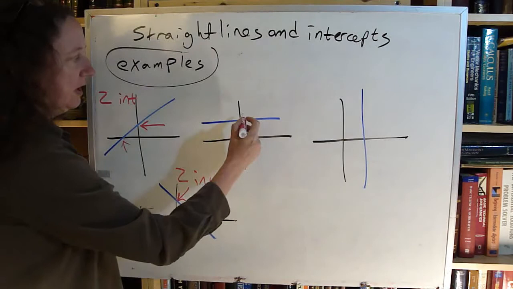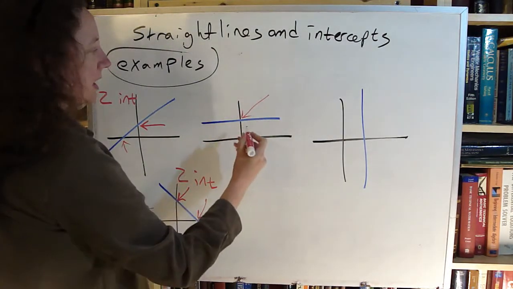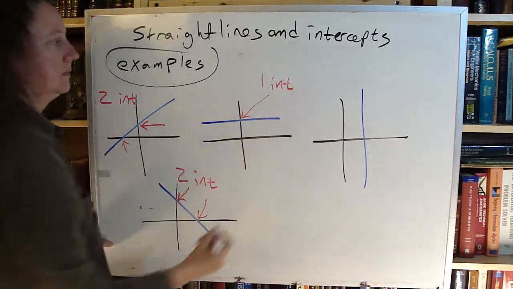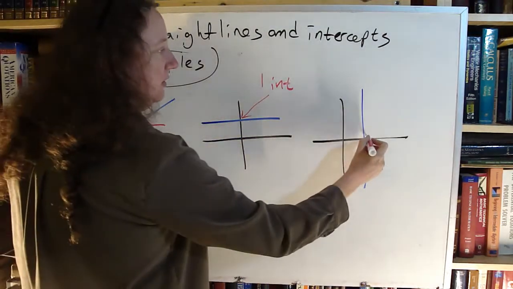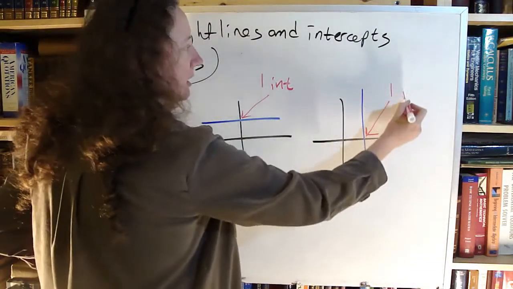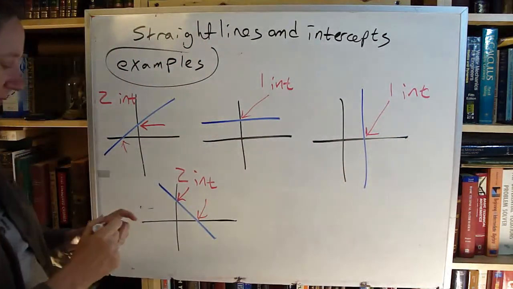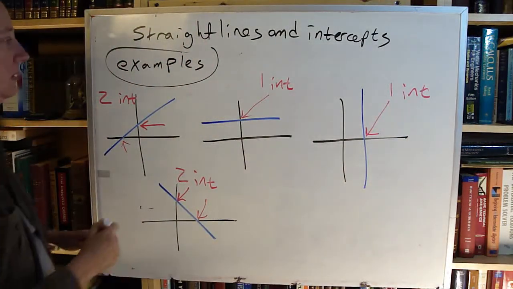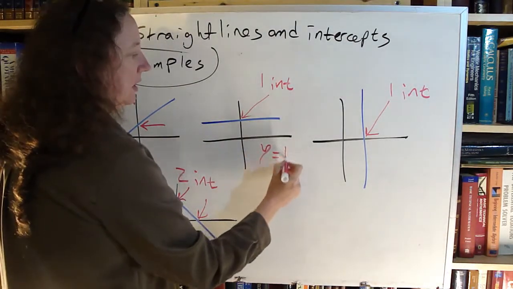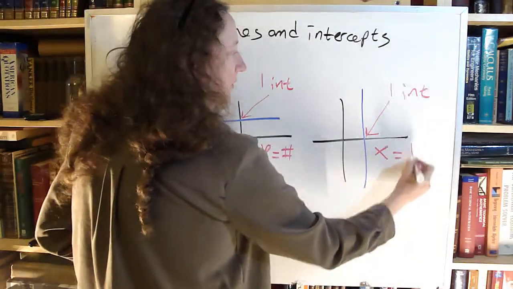This example, horizontal line, y equals a number. I have one intercept. Looking at this example, I have one intercept. So this is y equals a number. This is x equals a number.